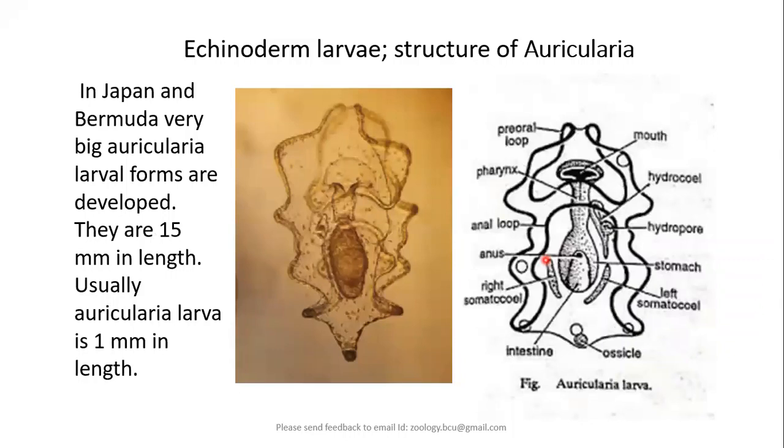With regard to the size, usually Auricularia larva measures about 1 millimeter in length. But in Japan and Bermuda, very big Auricularia larval forms are developed. They will be about 15 millimeters in length. Here you see the picture of Auricularia larva.